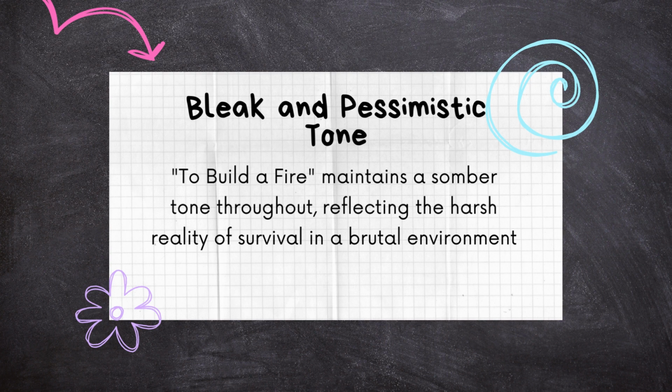naturalism. These examples illustrate how the text of To Build a Fire embodies the key elements of naturalism, showcasing the power of nature, the deterministic worldview, detailed realism, the absence of moral judgment, and bleak and pessimistic outlook on human existence. So we can say that To Build a Fire is a naturalistic story.